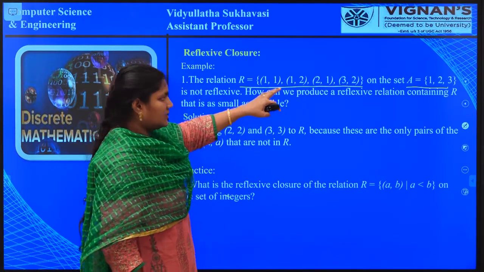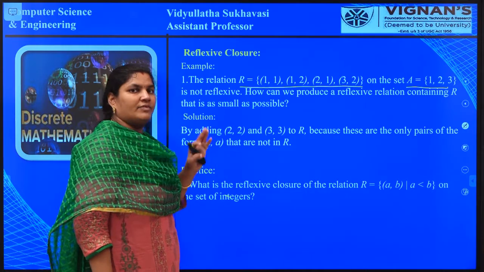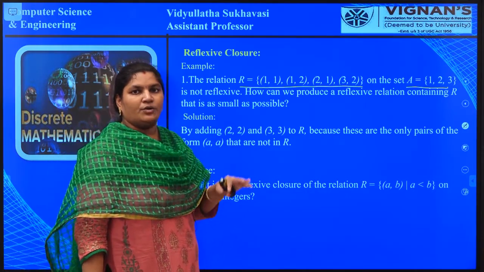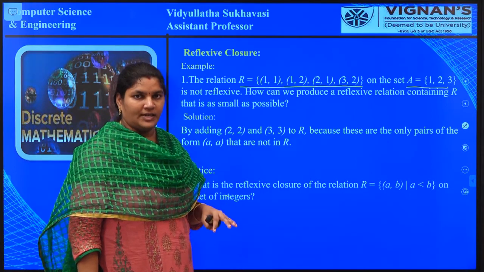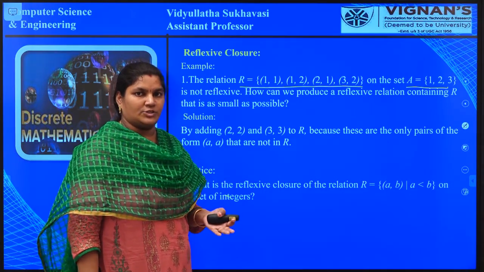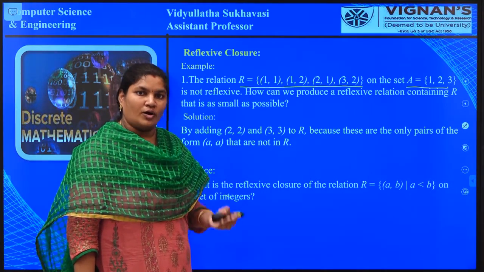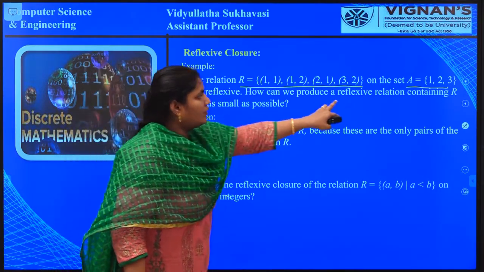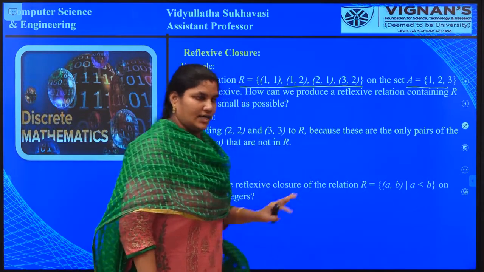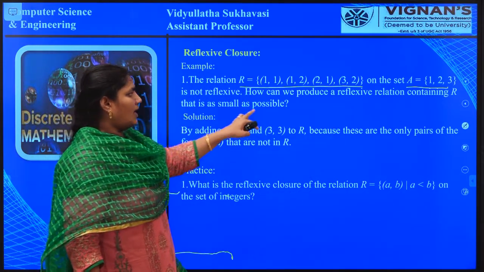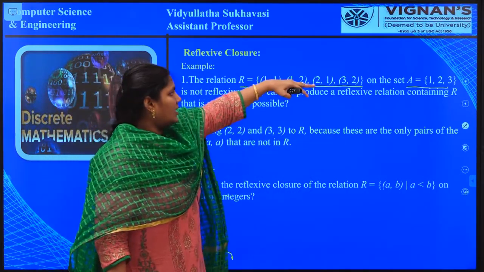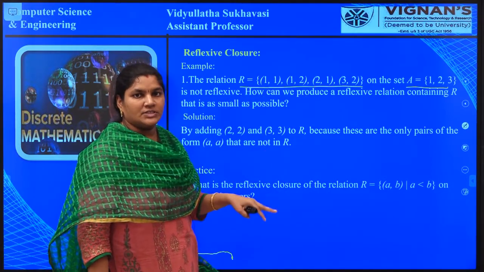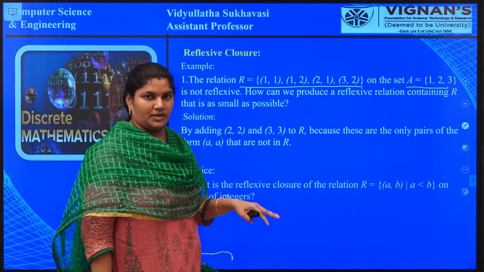For that reason we need to form a reflexive closure. What is reflexive closure? We need to add the ordered pairs which satisfy the reflexive property and which are not in the relation R. How can we produce a reflexive relation containing R that is as small as possible? From this relation R, how can we form a new relation which satisfies the reflexive property?